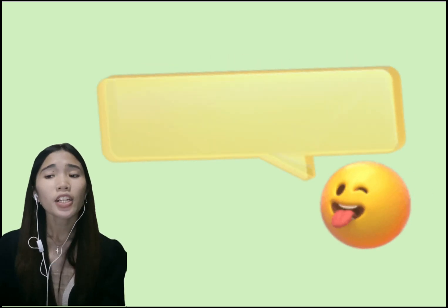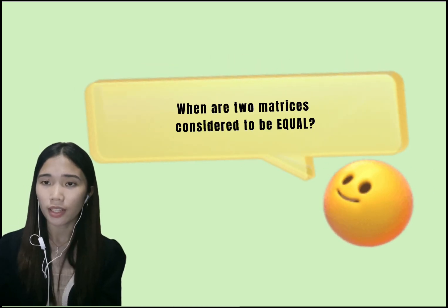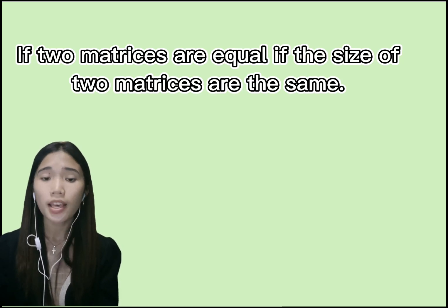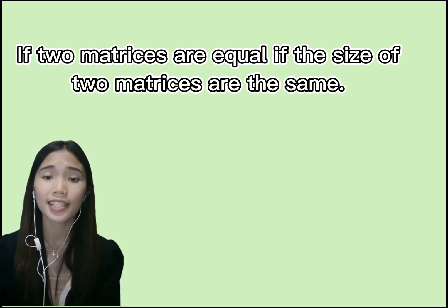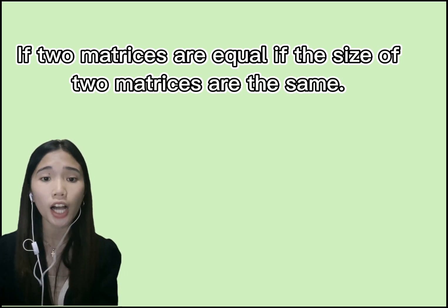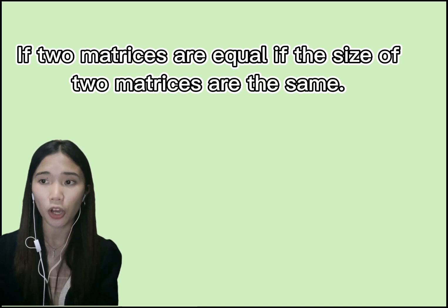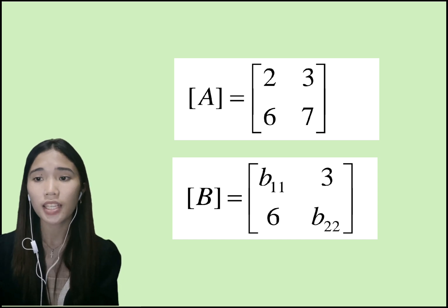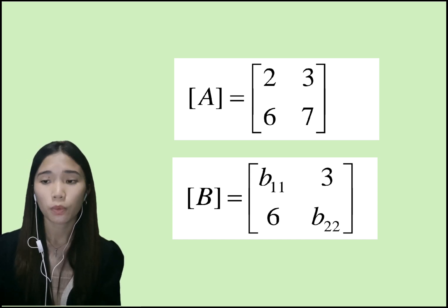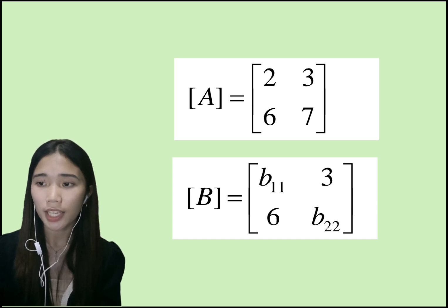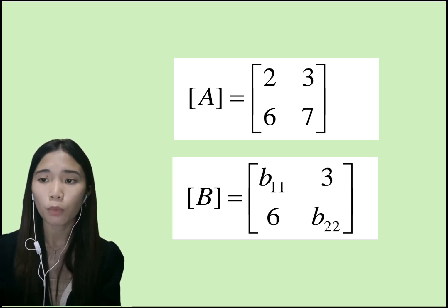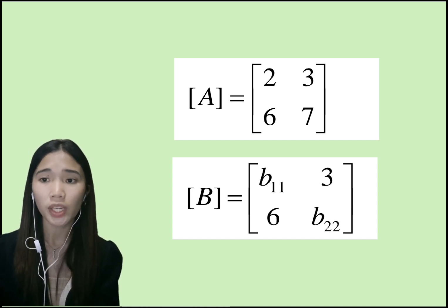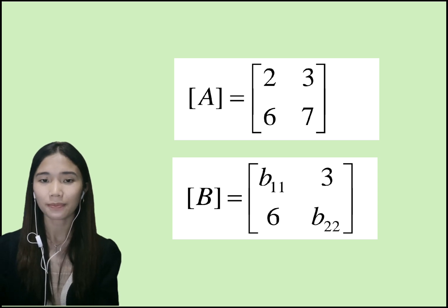Lastly, when are two matrices considered to be equal? Two matrices, for example, the matrix A and B, are equal if the size of A and B is the same, which is, the number of rows and columns of A are the same as that of B. Here in this example, matrix A and matrix B are equal if the values of b_1,1 and b_2,2 are the same as the values of A, which are 2 and 7.